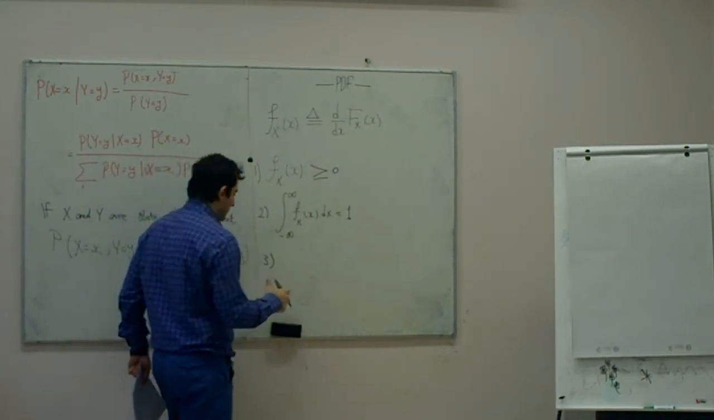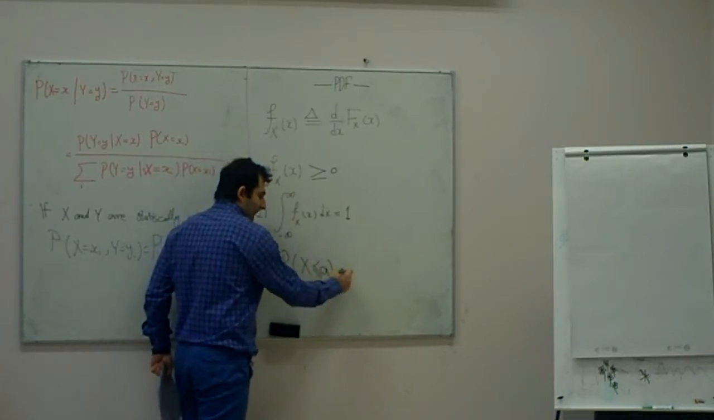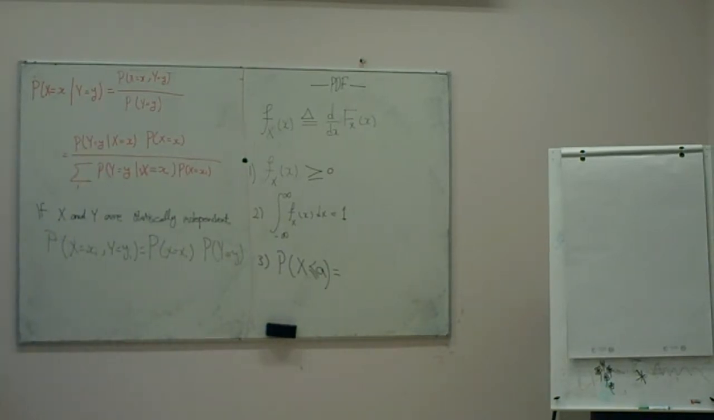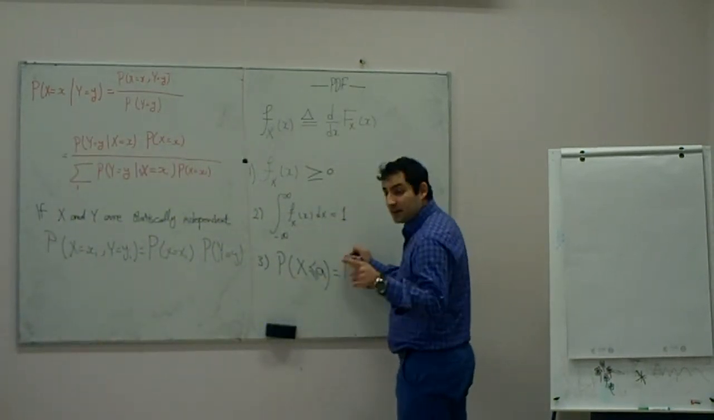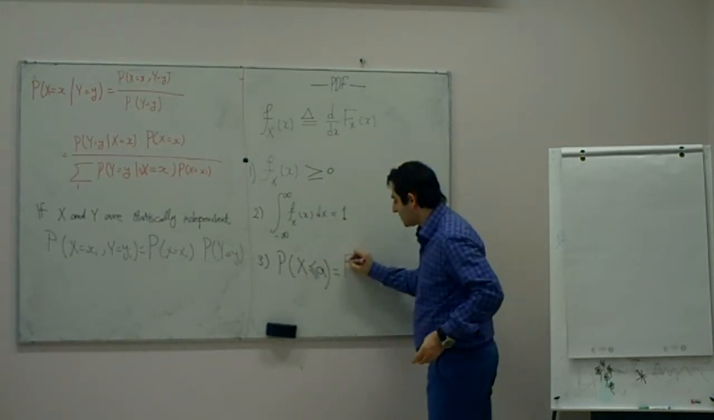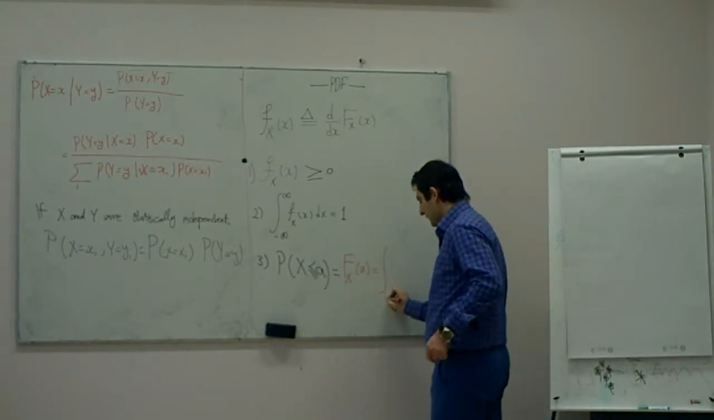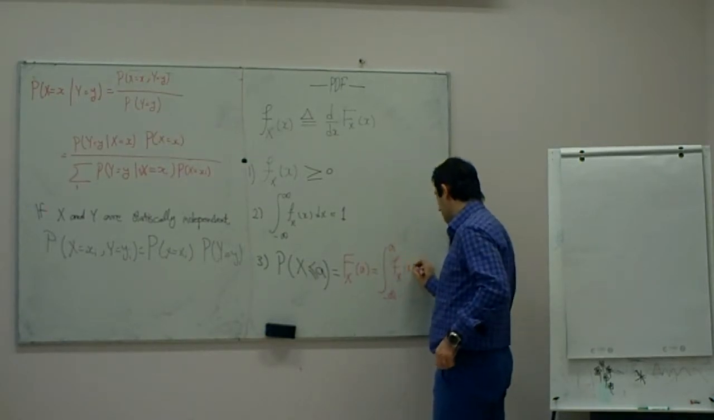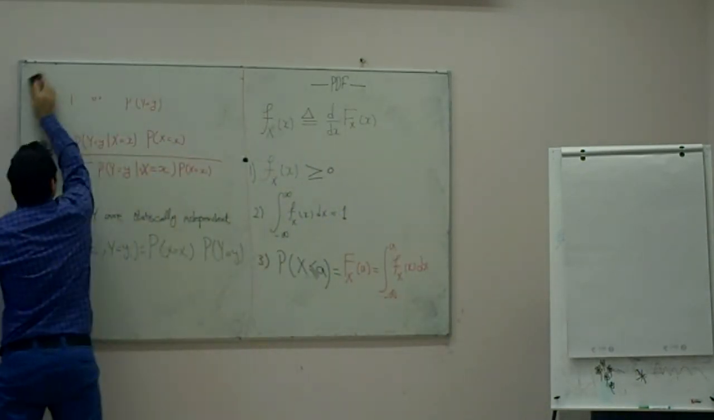Now, what is the probability of x less than or equal to a? Excellent. It is actually the cumulative distribution function at a, which is the integral from minus infinity to a of f of x dx.